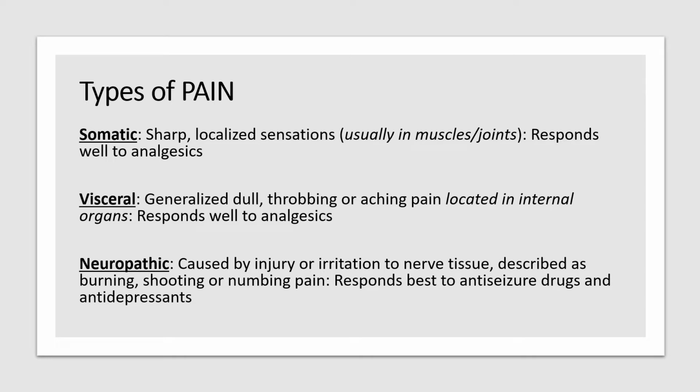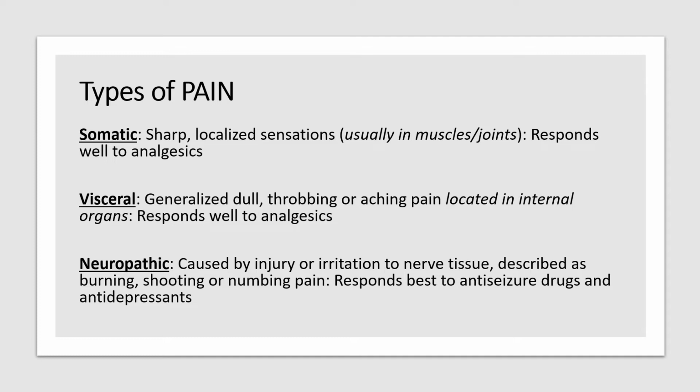Okay, so just a brief slide on types of pain. So somatic pain is the pain that you would think of from soft tissues, muscles, joints when they get injured. Okay, so it's a very well localized pain. When you cut your finger, for example, you know exactly where the pain's coming from.